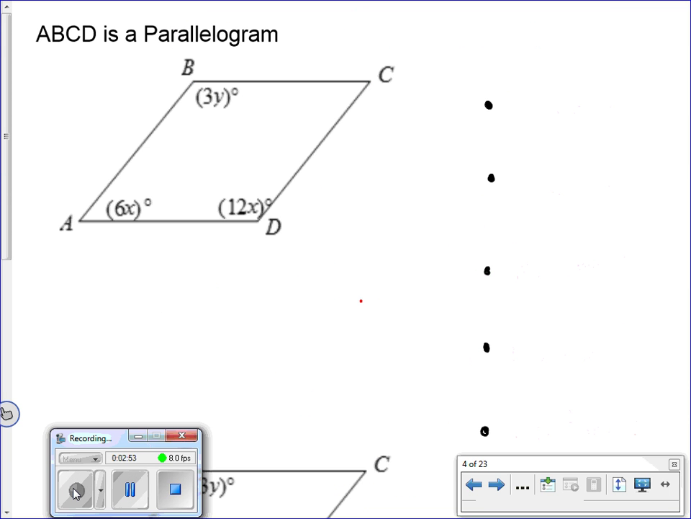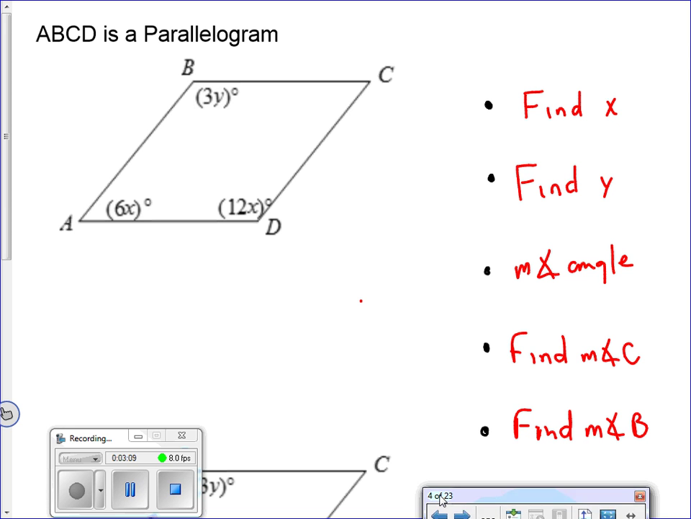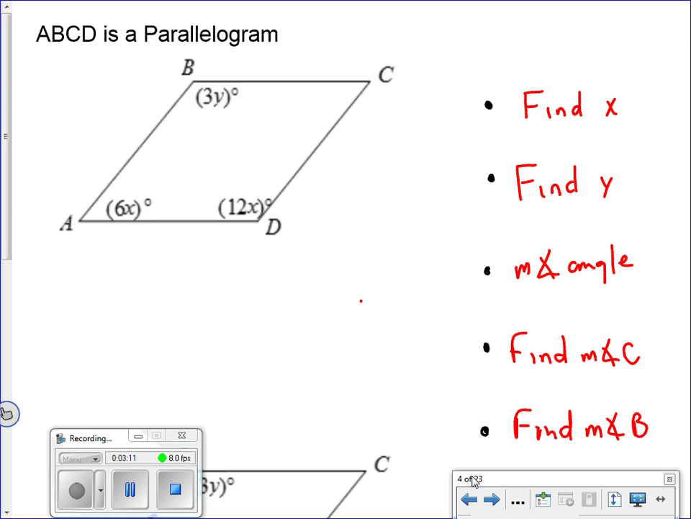All right, see if you can come up with the questions. Okay, so those are just some of the questions I could ask you. Pretty much find any angle, right? All right, see if you can do the problems and find the work on your own. Come back and check your work in just a minute with my work.